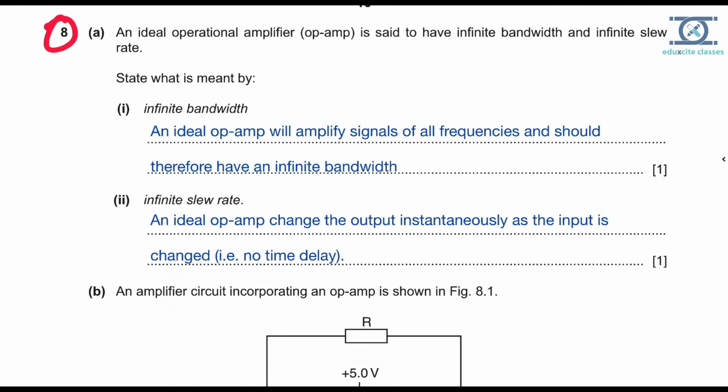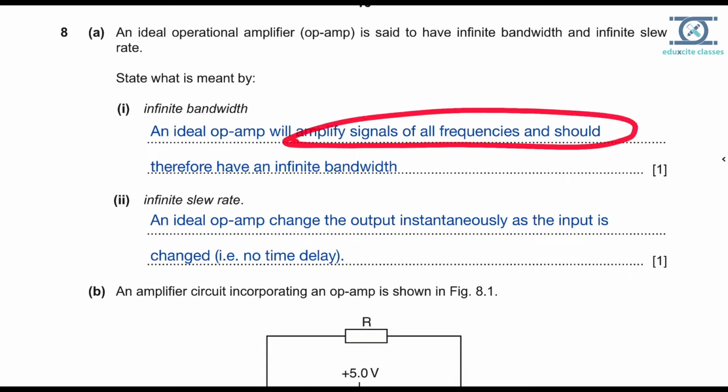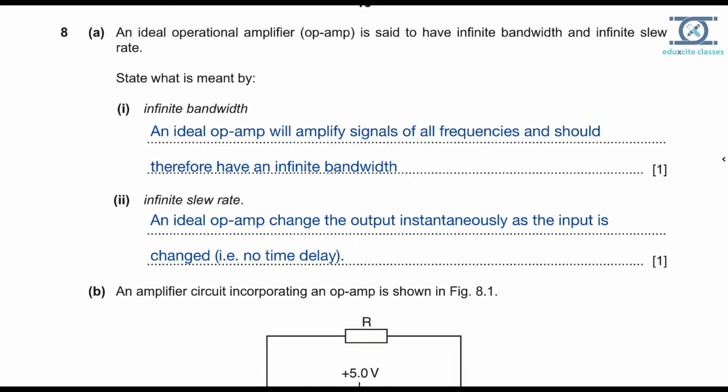Now question number 8, an op-amp question. What is meant by infinite bandwidth and infinite slew rate? These are some of the characteristics of an ideal op-amp. Infinite bandwidth means that it will amplify signals of all frequencies, and should therefore have infinite bandwidth. We consider an ideal op-amp to amplify signals of all frequencies.